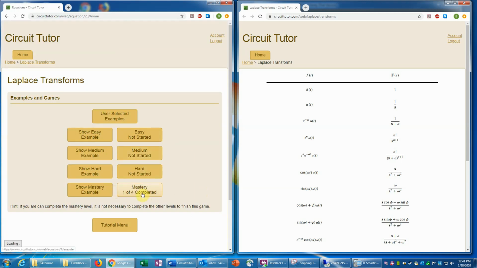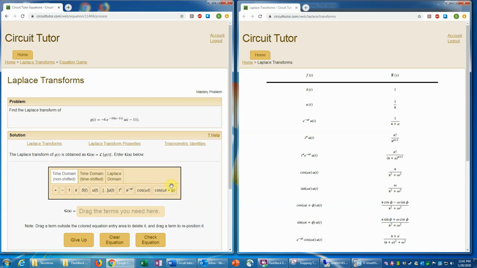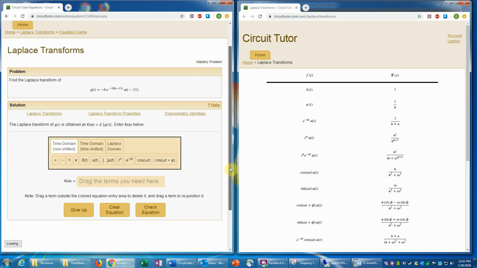Okay, so let's do a second problem at the mastery level, which will be a little bit different type of problem. So in this case, I see that I have a negative 6 e to the negative 10 times the quantity t minus 11 times the unit step function with an argument of t minus 11. So what I may recognize here is that this is a time-shifted function. Therefore, it will be useful to use the time-shifting property of Laplace transforms in solving this.